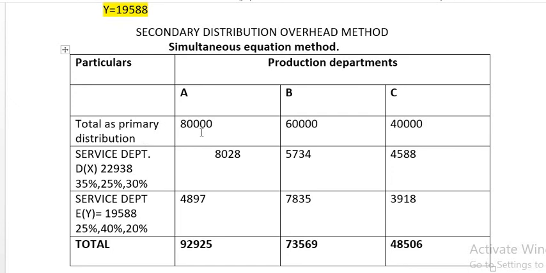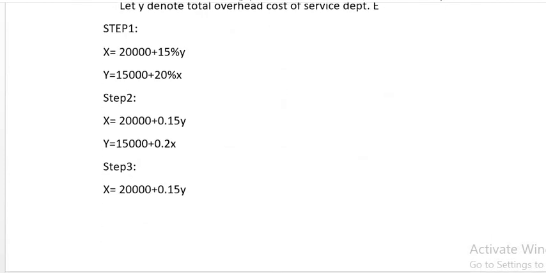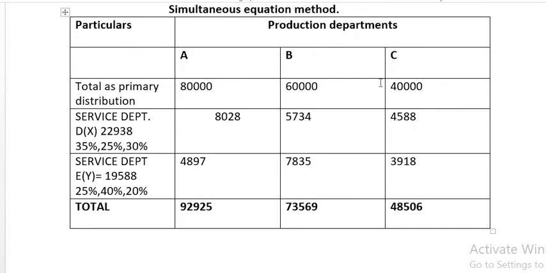First we have to write for the A, B, C production departments. First take the total as per the primary distribution, which is given as 80,000, 60,000 and 40,000. We only have to take the production departments: 80,000, 60,000 and 40,000. Now we have to reapportion, that is, apportion from the service departments to all the production departments.